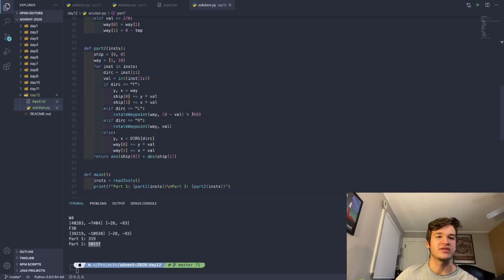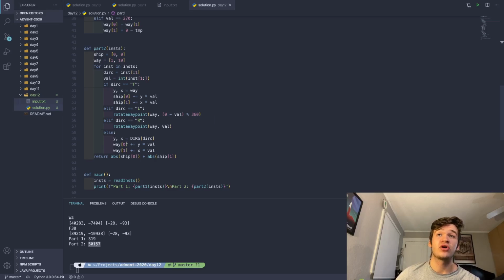You could also break this down into a more exact thing and just say 90 goes to 270, whatever. You could just do it with one subtraction, but I determined this looked a bit more readable. So essentially we're just rotating backwards from what the rotate waypoint thing does, because it's essentially the negative values of those angles. And then for right, we just rotate waypoint directly, the amount in the value.